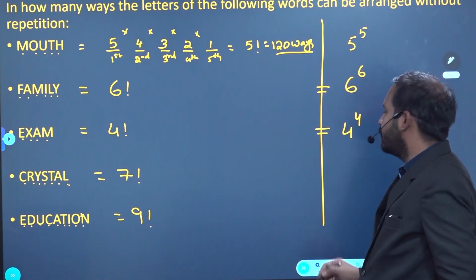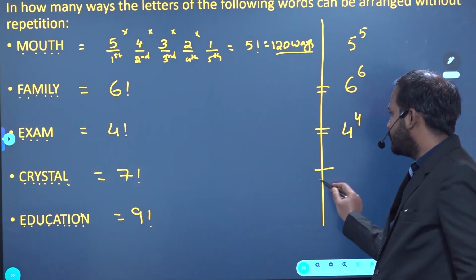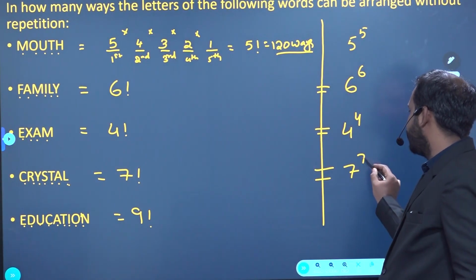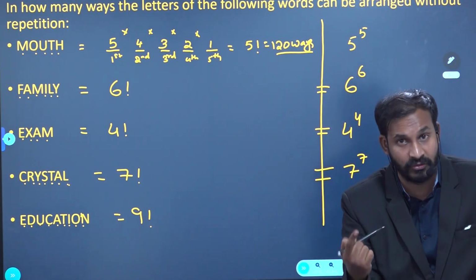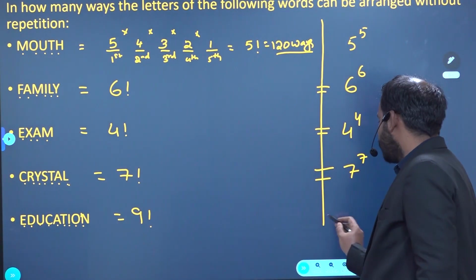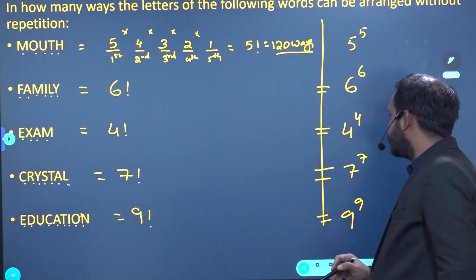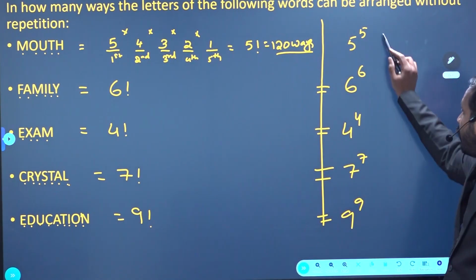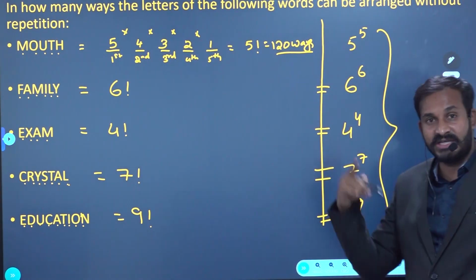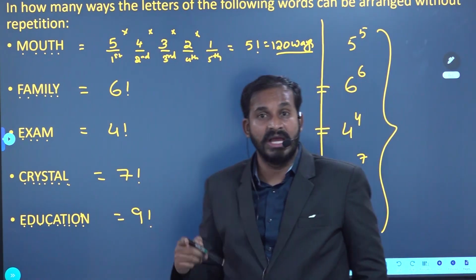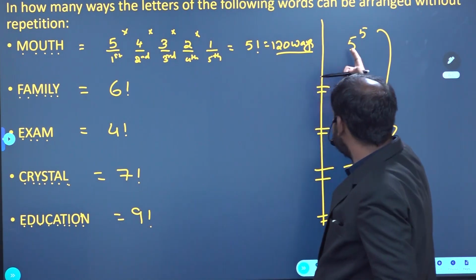So exam can be written as 4 to the power of 4. Crystal can be written as 7 to the power of 7, when repetition is allowed. Remember, when repetition is allowed. This will become 9 to the power of 9. So all these answers are when repetition is allowed. When repetition is allowed, we will get the answers in this manner.